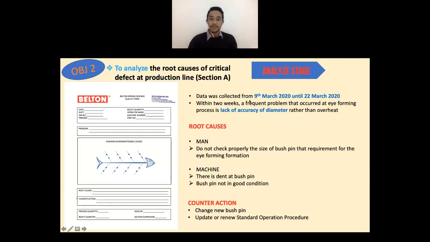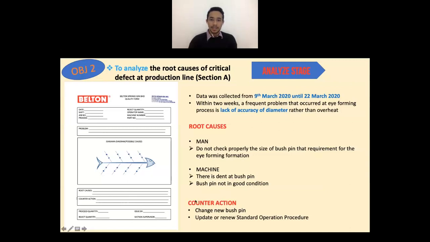So the data was collected from 9 March 2020 until 22 March 2020. So within 2 weeks, a frequent problem that occurs at I-forming process is lack of accuracy of diameter, as we can see at objective 1. So what the root causes are after the 2 weeks, I can see that men do not check properly the size of bush pin that is required for the I-forming formation. Second is machine. There is a dent at bush pin, not in a good condition.